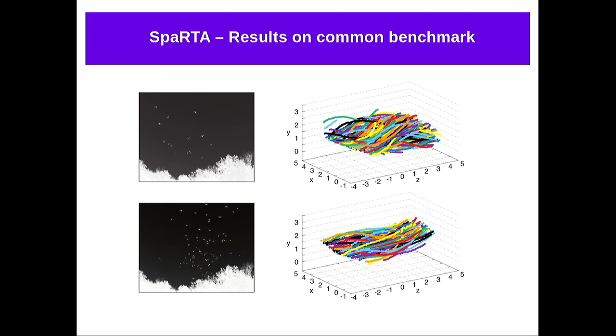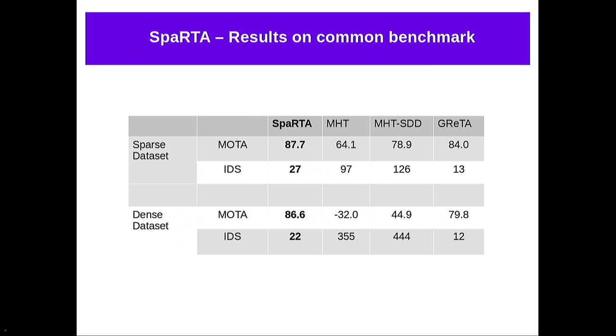We tested this method on two different data sets published by Zeng Wu from Boston University, of bats going out from a cave. The two data sets differ in the density of the flocks. We evaluated the results, comparing SpaRTA with three other methods in terms of MOTA, the multiple object target accuracy, which measures the percentage of well reconstructed points. We also evaluated the quality in terms of identity switches. In both data sets, SpaRTA gives the highest value of MOTA with a negligible number of identity switches, second only to Greta, which is the other method developed in our group.